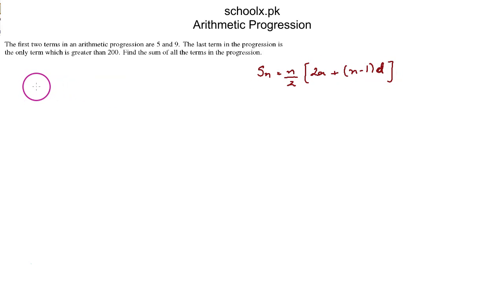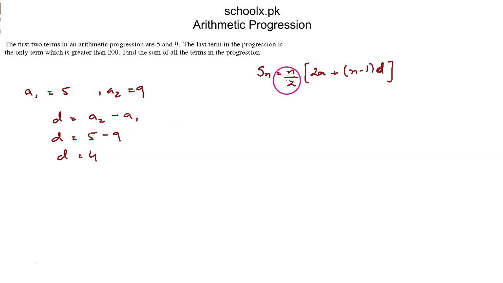Now finding d is quite easy. We know the first two terms of the sequence. First one is 5, second one is 9. So d will be a2 subtracted from its previous term. We'll get d is 4, right? We now have 4, but we need to find n.